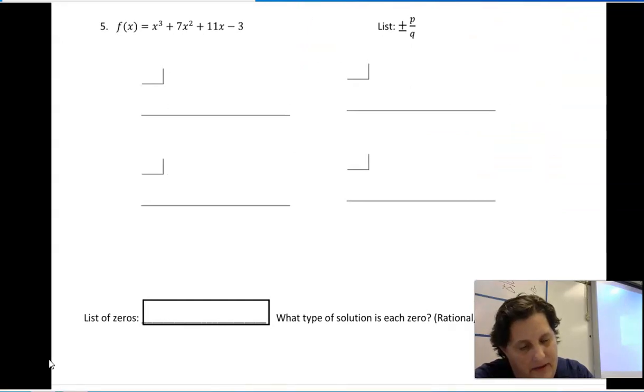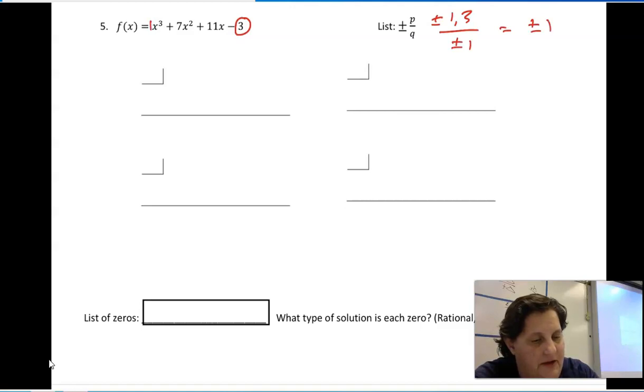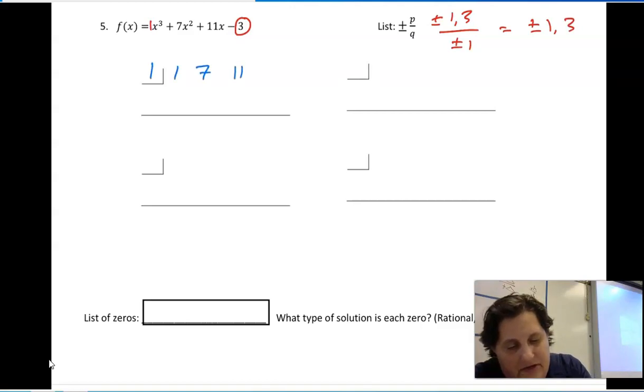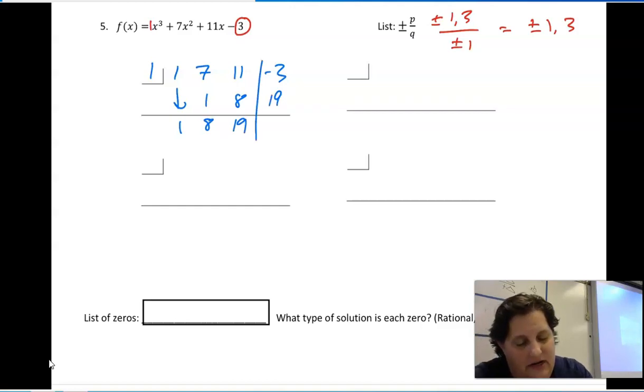This is going to be plus or minus 1 and 3 over plus or minus 1. So it's basically just plus or minus 1, plus or minus 3. Okay, so I'm going to go ahead and start doing some synthetic division. 1 times 1 is 1, and that's 8. 8 times 1 is 8, and that's 19. 19 times 1 is 19. I can already tell it's not going to work. You don't even have to necessarily finish it, but I know that that is not a solution.